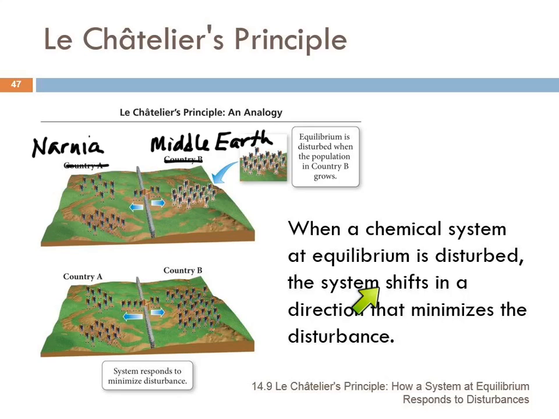And this is what Le Chatelier's principle says. When a chemical system at equilibrium is disturbed, the system shifts in a direction that minimizes the disturbance. So in this example, the disturbance was a population increase here. The only thing that can happen here is that people can move over here. That will decrease this population.